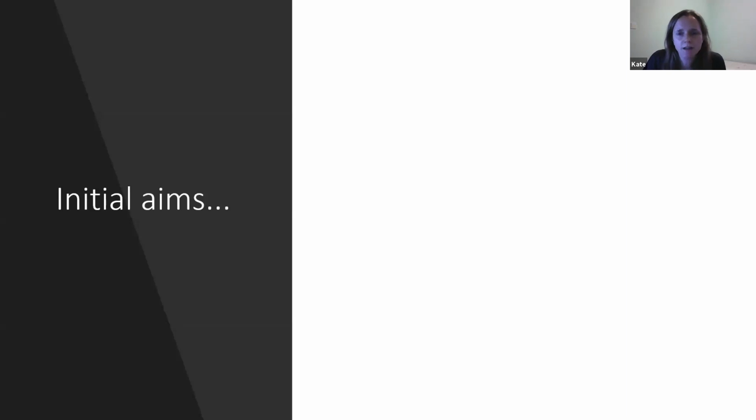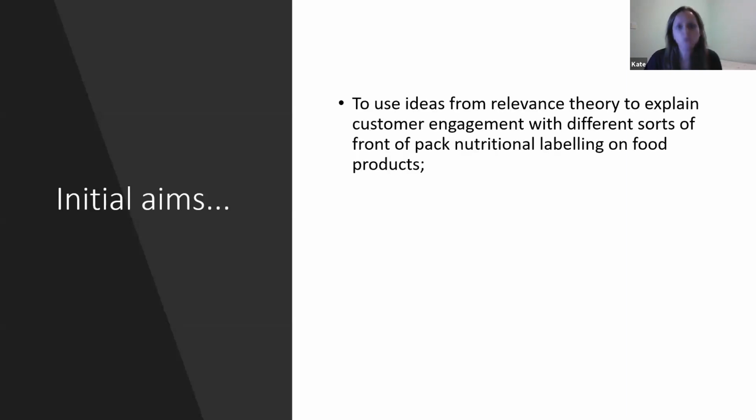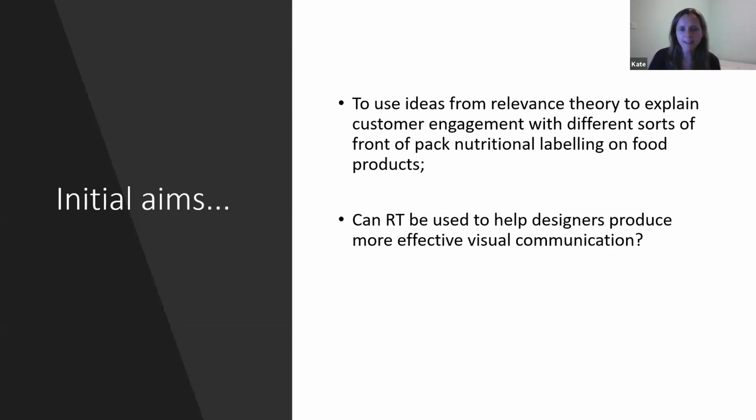And really my initial aims are to think about whether we can use ideas from relevance theory to explain customer engagement with different sorts of front of pack nutritional labelling on food products. Can relevance theory then be used to help designers and perhaps policymakers produce more effective visual communication in this area? Okay, so the first thing I'm going to do is introduce a couple of the systems and some of the studies that have been done to compare them.